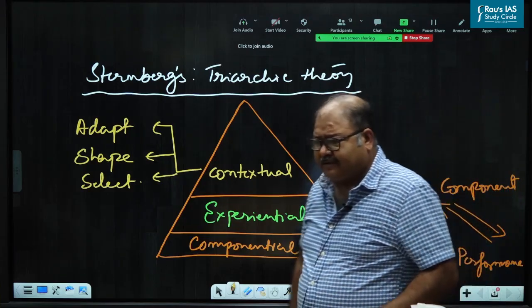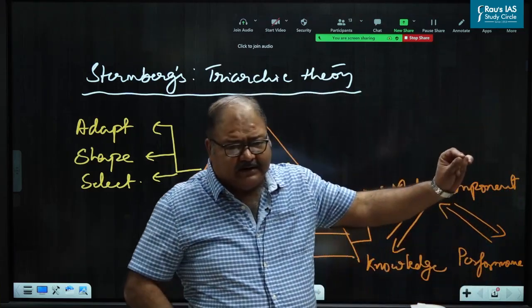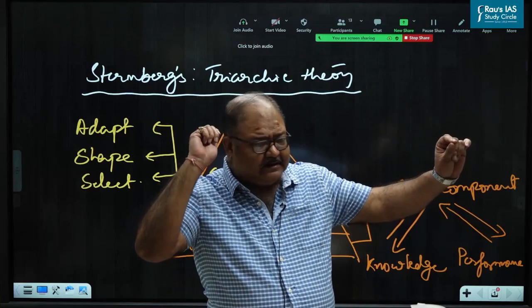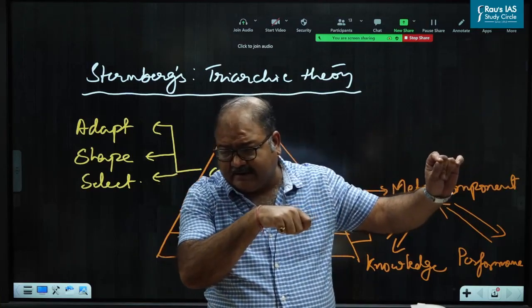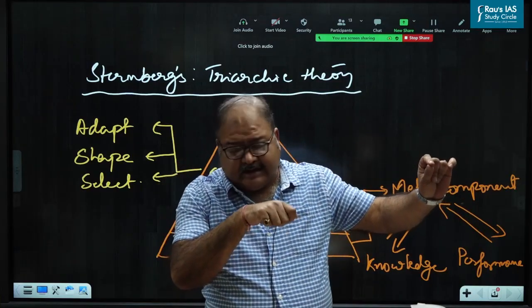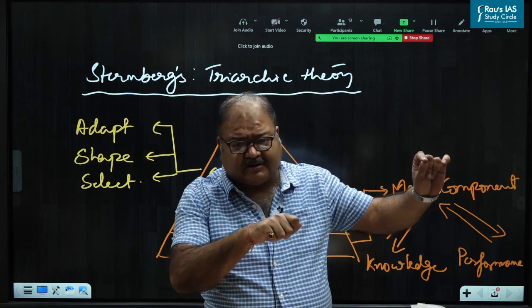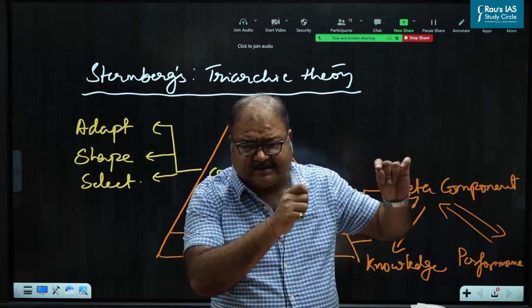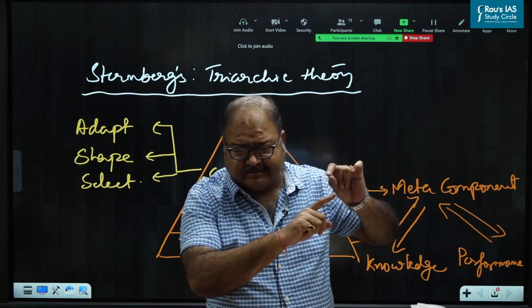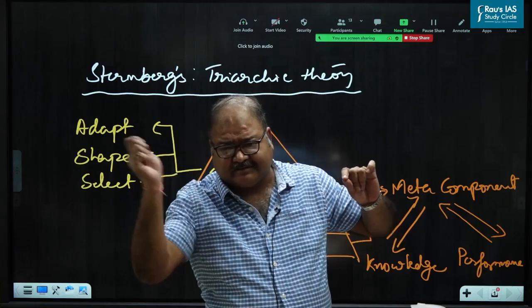So the performance component will hold the nail against the wall and hit the hammer behind the nail. If the performance component is not proper, instead of hitting the nail, the person may injure his own fingers, right? Or the person standing next to him.